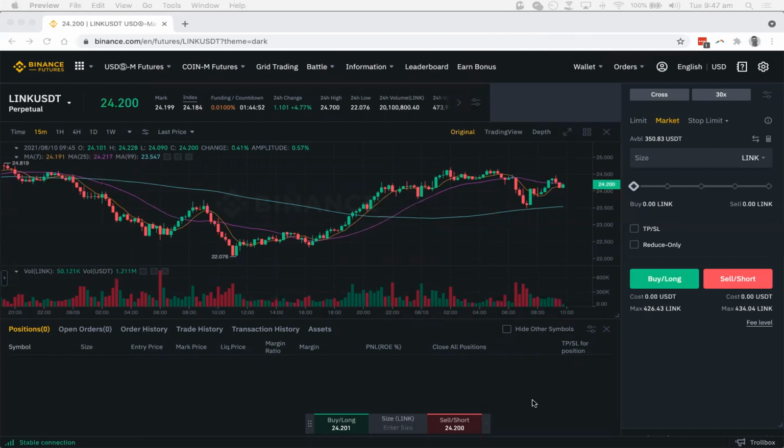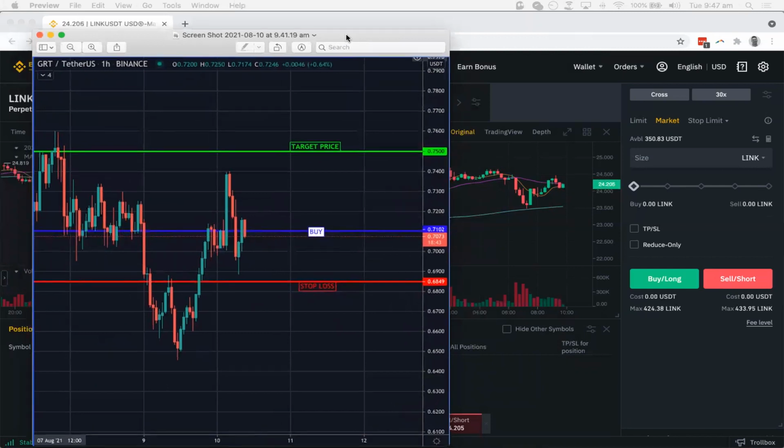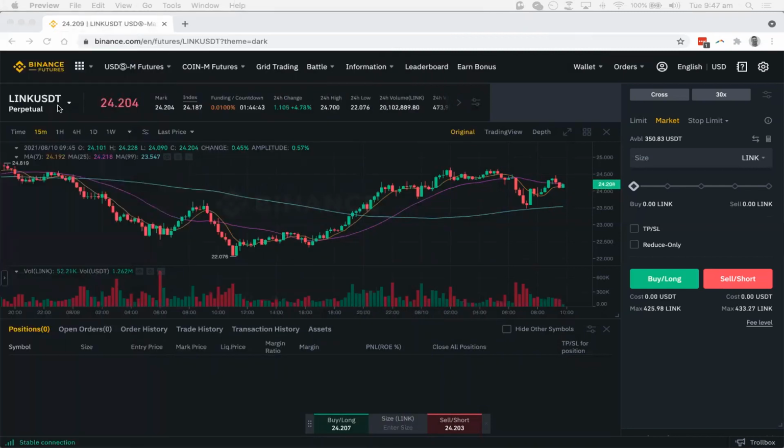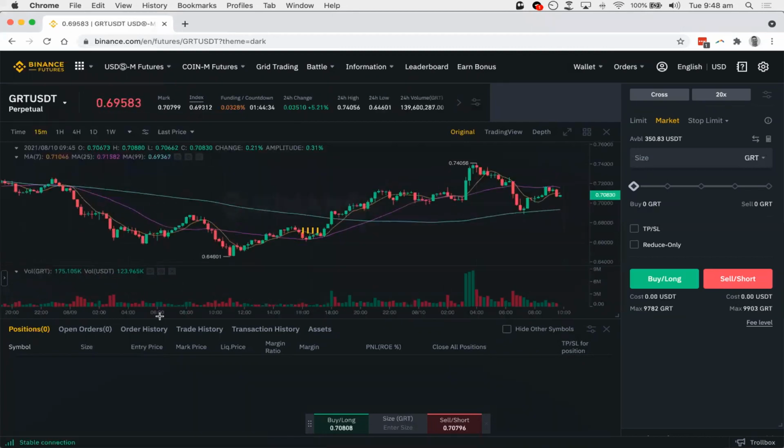Now, to set up a trade, you need to take the trade signal, which we've got here. It's GRT USDT, so I'm going to search for that. And now we can trade GRT. Our trade signal said to buy at approximately 0.71, and as you can see, we're still around that 0.71 region. So I am going to place an order to buy.